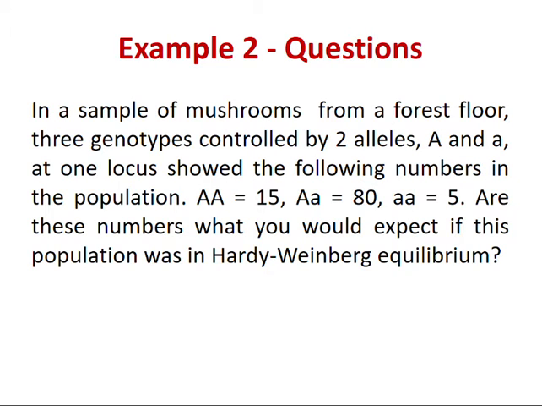Now, let's look into the second example. In a sample of mushrooms from a forest floor, 3 genotypes controlled by 2 alleles, big A and small a, at one locus, showed the following numbers in the population. Homozygous dominant, there are 15 of them. Heterozygous, 80. Homozygous recessive, 5. So what would you expect if this population was in Hardy-Weinberg equilibrium? How do we answer this? Again, find the frequency of the dominant and recessive alleles and the frequency of individuals with dominant, heterozygous and recessive genotypes.